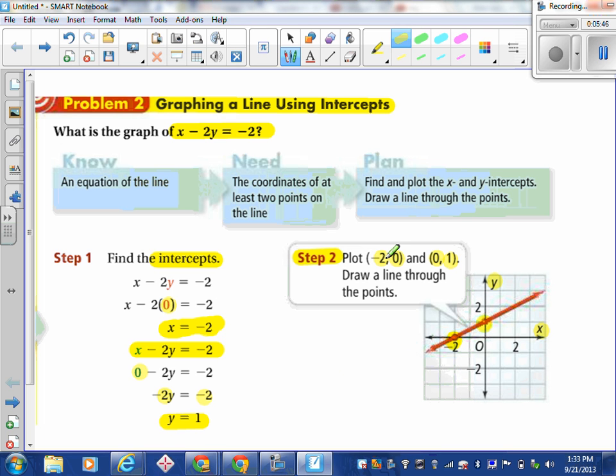So you can take the points negative 2, 0 from the x-intercept, 0, 1 from the y-intercept, and plot the points. Or just remember, x equals negative 2 means that is the x-intercept, on the x-axis, negative 2. And the same thing for your y-intercept of 1.